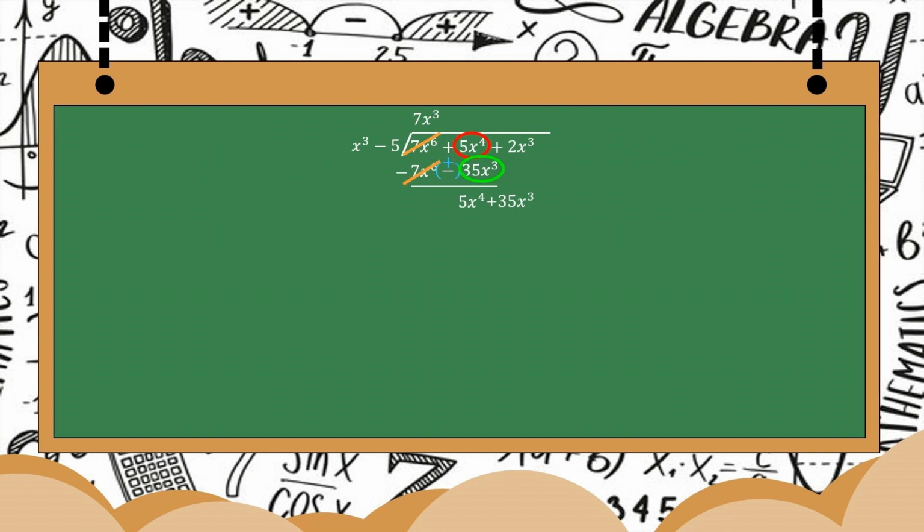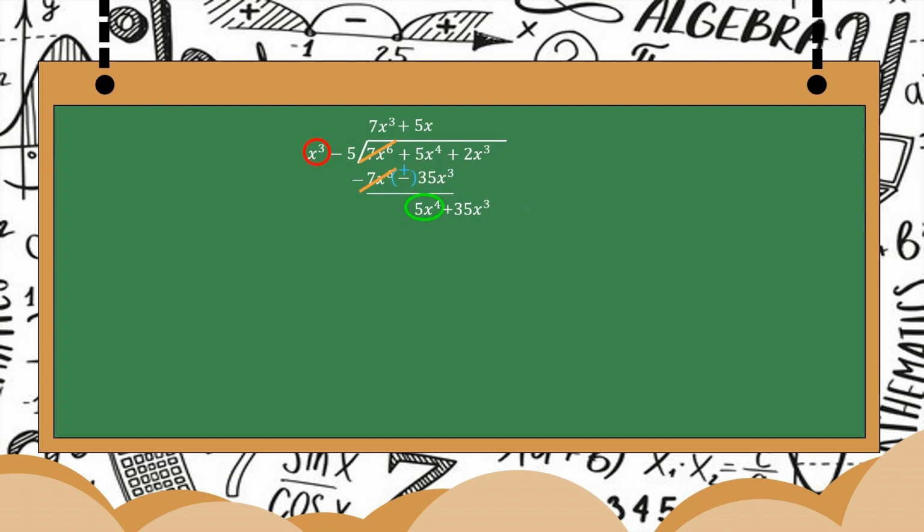Now that only positive 35x cubed remains, each time we simplify, we have to bring down the next term of the dividend. So we're done with our 7x raised to the power of 6, so the next term is 5x raised to the power of 4, so we will bring down that term together with positive 35x cubed. We have to arrange the terms with the highest exponent first. 5x raised to the power of 4 is first, followed by the positive 35x cubed. So it will be 5x raised to the power of 4 plus 35x cubed. Each time we simplify, we will be doing the same process like what we did from the start, and we will focus on dividing the first terms.